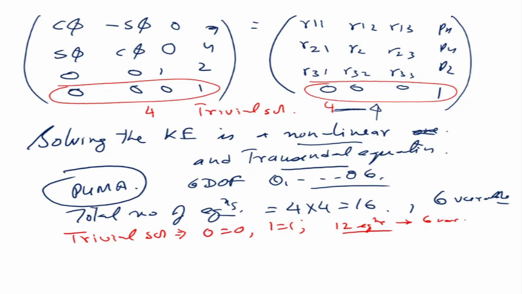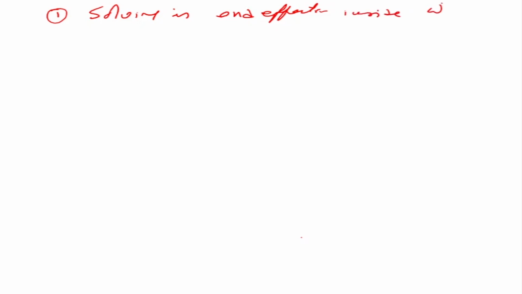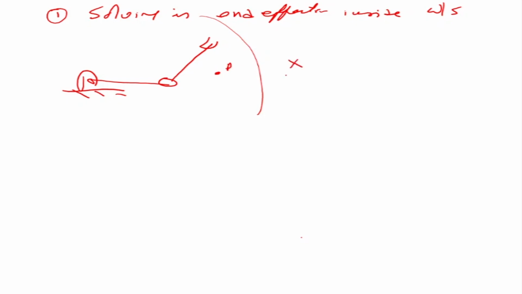Okay, now the first condition for solving is that the end effector must be inside the workspace. That means the robot, let me give a very simple example. Okay, it has to be inside the workspace. So this position and orientation should be inside the workspace. Obviously, if I give a point there, it cannot go there. So it is outside the workspace. So the first condition is that it should be inside the workspace.